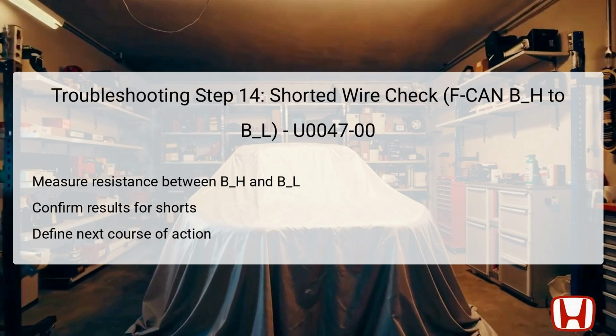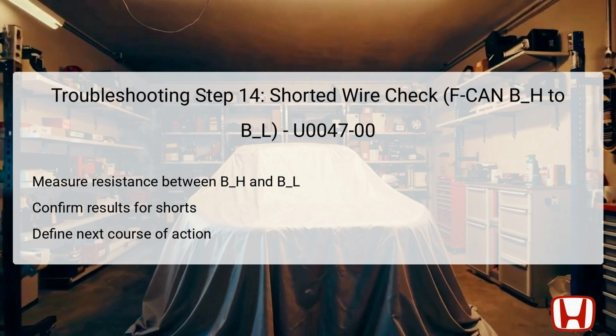The final troubleshooting step requires measuring the resistance between the FCAN-BH and FCAN-BL lines. Verify that the vehicle is in the off state and that all relevant connectors remain disconnected during this inspection process. This test aims to determine if there's a short between these two communication lines, which can severely disrupt the operational integrity of the CAN architecture.